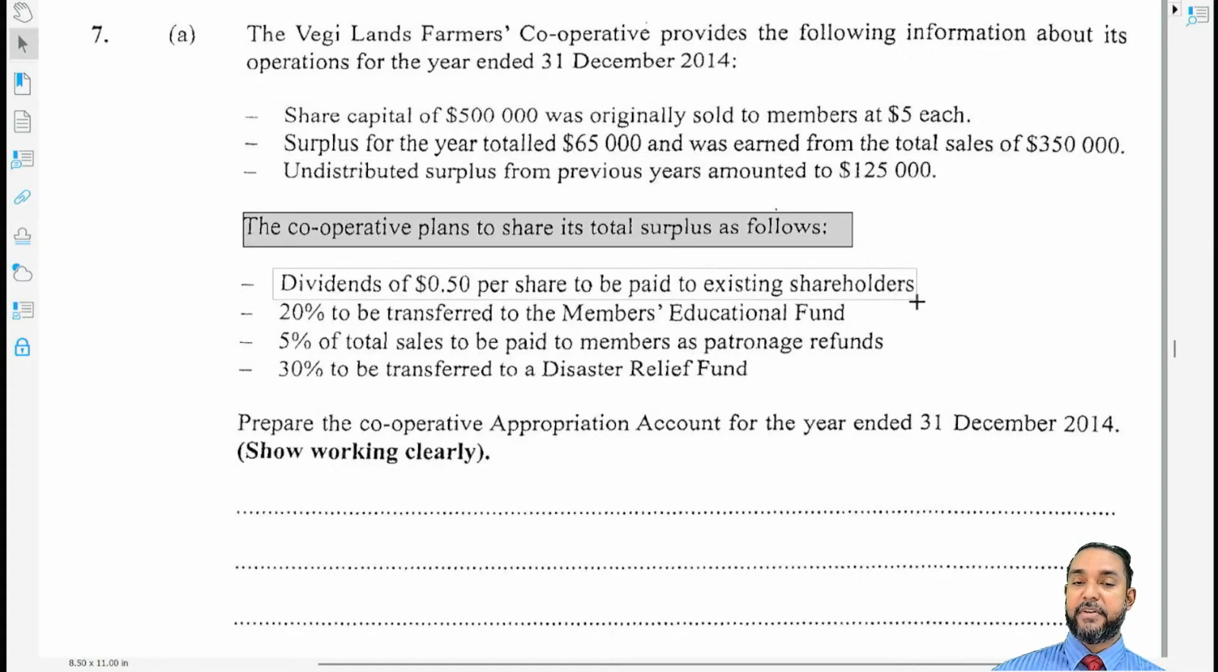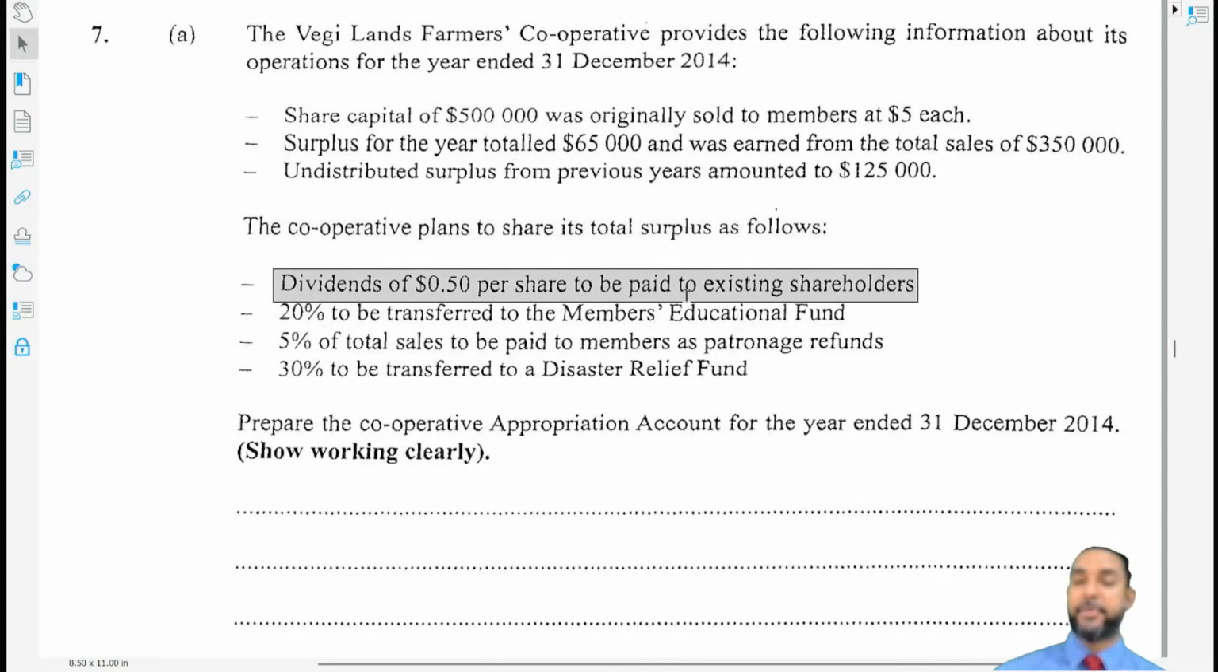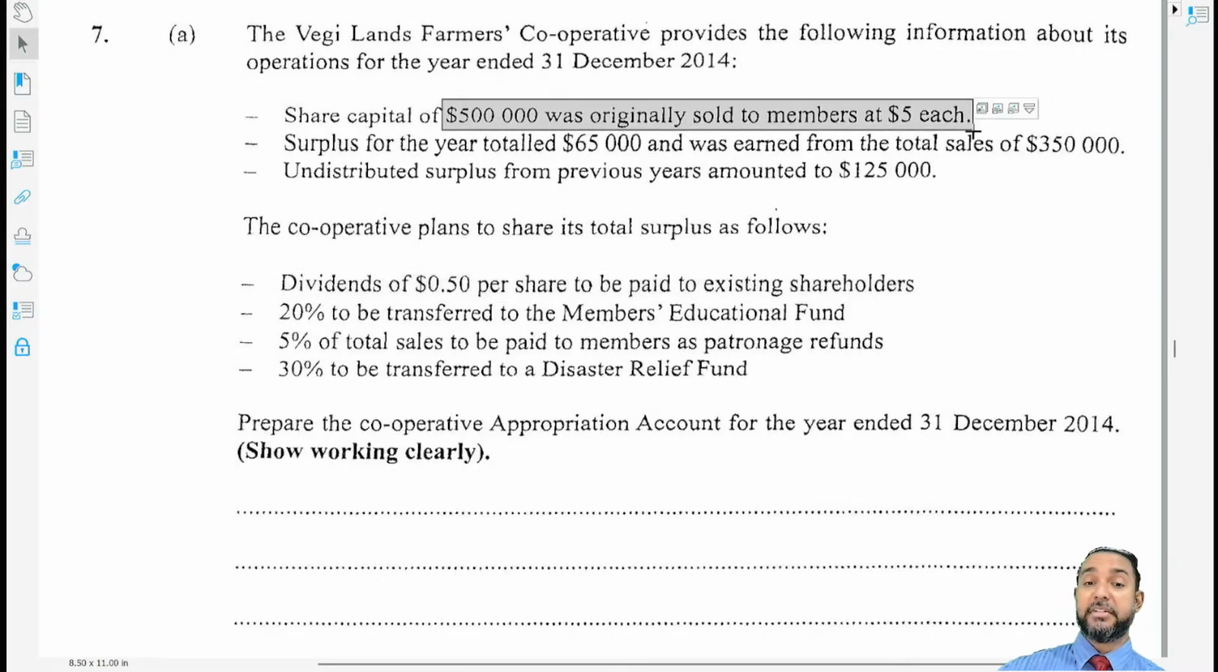So firstly, you have dividends of 50 cents per share to be paid to existing shareholders. So this 50 cents per share is not based on the available surplus, as in a percentage of it. It's based on the number of shares, and a dividend paid based on that number. So it's 50 cents per share. Didn't we just work out how many shares we had to issue? How much did you say? 100,000. So multiply 0.5 by 100,000 to find out the dollar value of the dividend you are distributing.